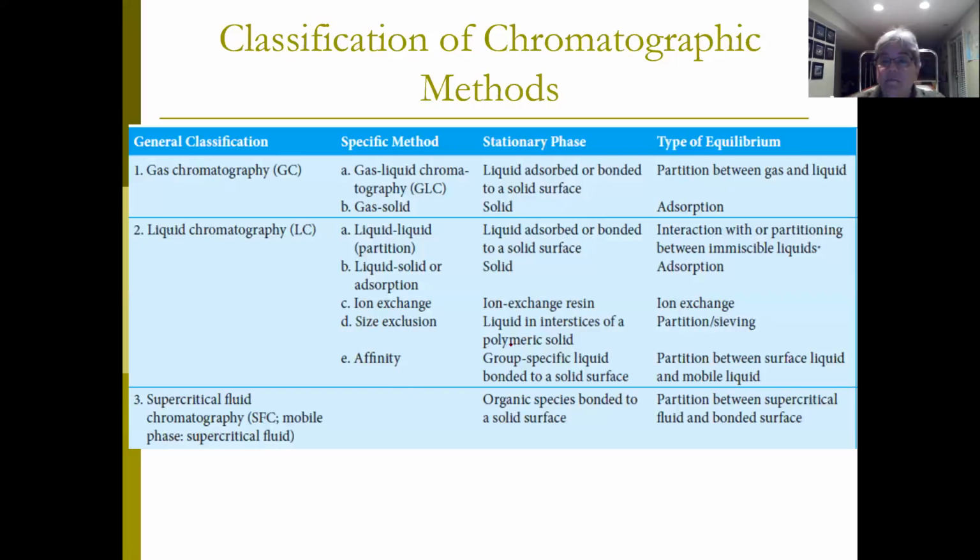Gas and liquid can be further divided into different types depending on the type of equilibrium that this table shows you about. And so when we get into chapters 10 and 11, we'll actually be looking at these different kinds of equilibriums and these different kinds of GC, gas chromatography, and LC, liquid chromatography.